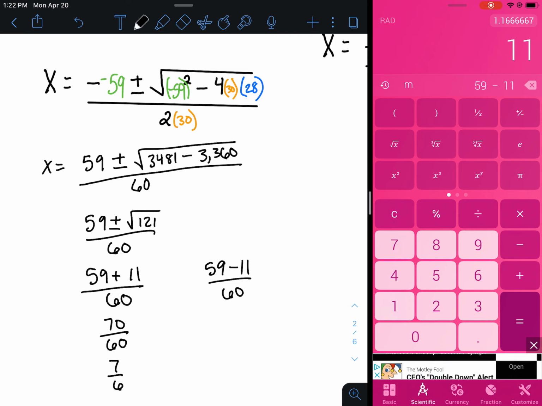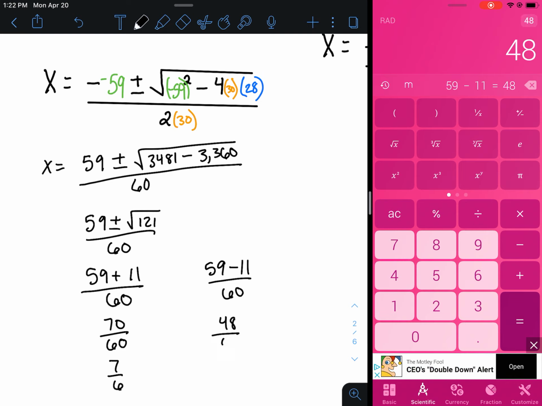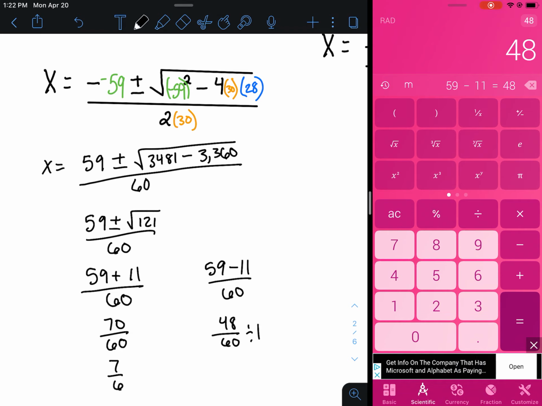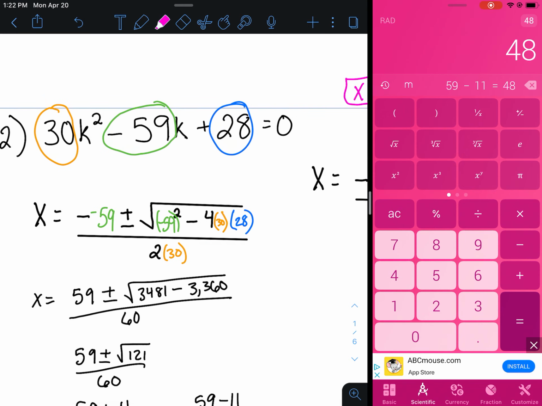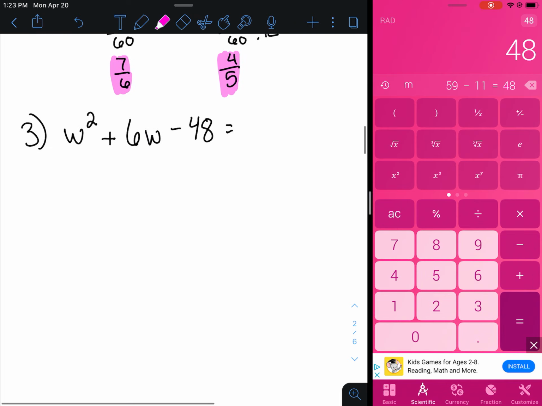So I'm going to leave it as a fraction, not a decimal. Again, please leave it as a fraction, not a decimal. Now, 59 minus 11 should give us 48. 48 divided by 60. Both of these are divisible by 12. So this will give us 4 over 5. So our x values for our solution are going to be 7/6 and 4/5. Those are our two solutions. Now again, even though we were able to get the square root of 121, we still didn't get a whole number value as our solution. So this is why we would have to use the quadratic formula in this case, because we could not have figured out factors of 28 and 30 that would add up to negative 59.